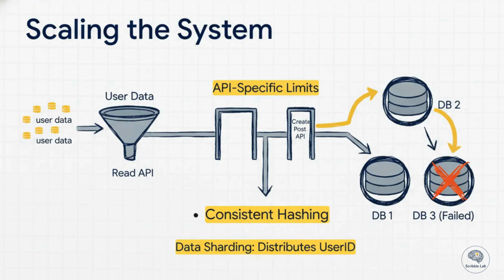And how do we handle millions and millions of users? We use techniques like data sharding, where we split the user data across a bunch of different databases, so no single machine becomes a bottleneck. To make the system fault-tolerant, we use something called consistent hashing to distribute that data smartly, which makes sure that if one server goes down, the impact is minimized. We'd also want to set different limits for different APIs. I mean, creating a post is way more expensive than just reading one, so it needs a much stricter limit.